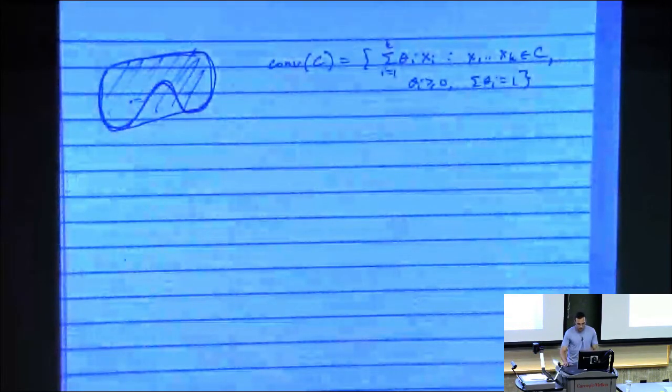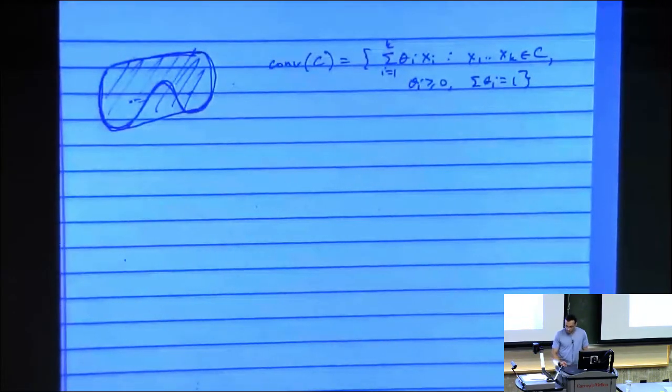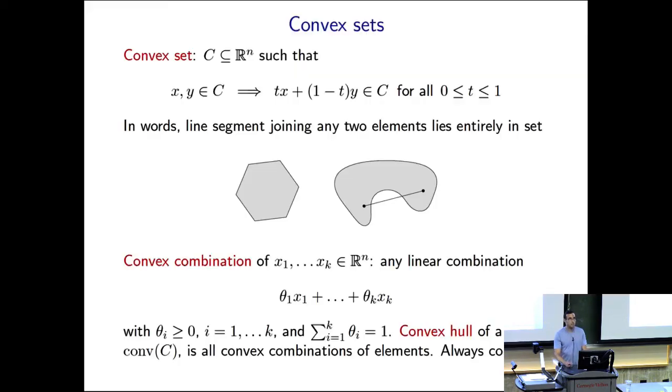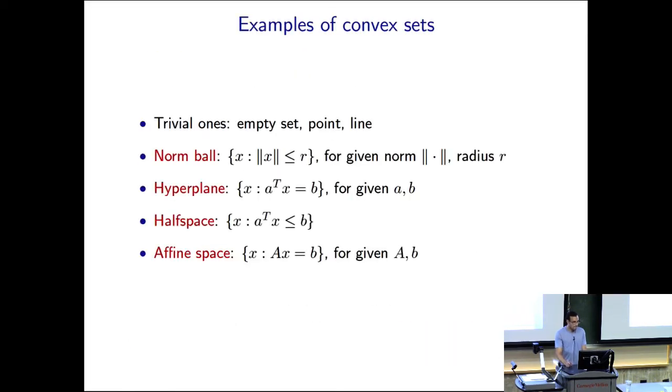Okay, it's always convex. You can check that right from the definition. Or if you use the equivalent definition, then it's convex by definition, right? It's the smallest convex set that contains your set, so it is convex. Some examples of convex sets, trivial ones like a point is convex, a line is convex, the empty set is convex. All of Euclidean space is convex. All of these points satisfy the definition of a convex set.